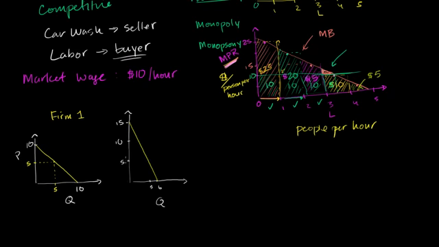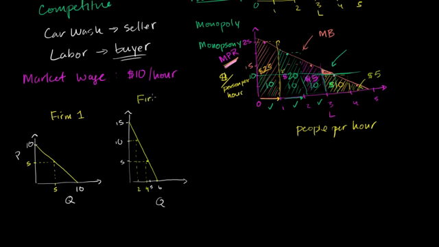And I could put some extra points here. At a price of 10, this firm will demand 2 units. If we're thinking labor, $10 per hour, they'll get 2 people per hour. At a price of 5, they will demand 4 units. So we've looked at a couple of points on this demand curve. And now we are ready to add them together.